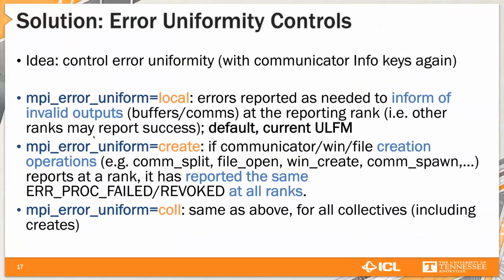A better solution, the one that we propose here, is to be able to control error uniformity on a per communicator basis. When you have a communicator, you will be able to set, as the user, whether you want your errors to be non-uniform, or uniform, which means that all your collective operations are going to return the same error code if there is any error during one of them, or success at all ranks. And then we have a specific mode that is intermediate between local and collective, which is for create operations. You want that same behavior, but only for operations that create new communicators, not for all collective operations.